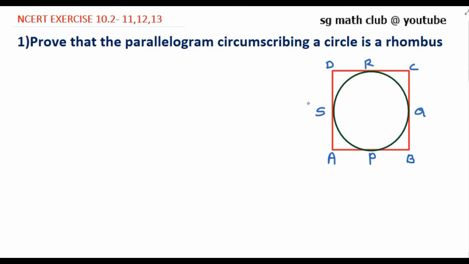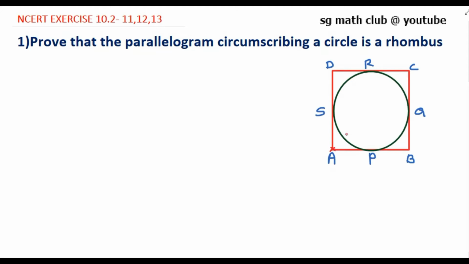To prove that ABCD is a rhombus, we need to prove AB equal to BC equal to DC equal to AD. In a rhombus, all the sides are equal. So we need to prove that all the sides are equal for this parallelogram ABCD. And also we know that in a parallelogram, opposite sides are equal and parallel. Now we know that tangents drawn from the external point to the circle are equal.